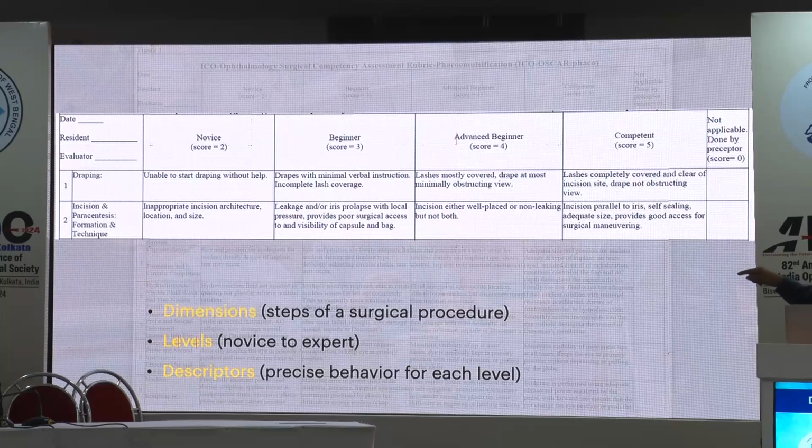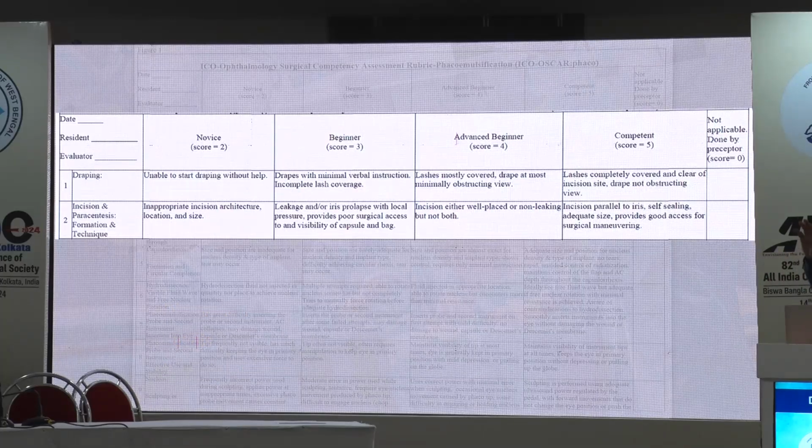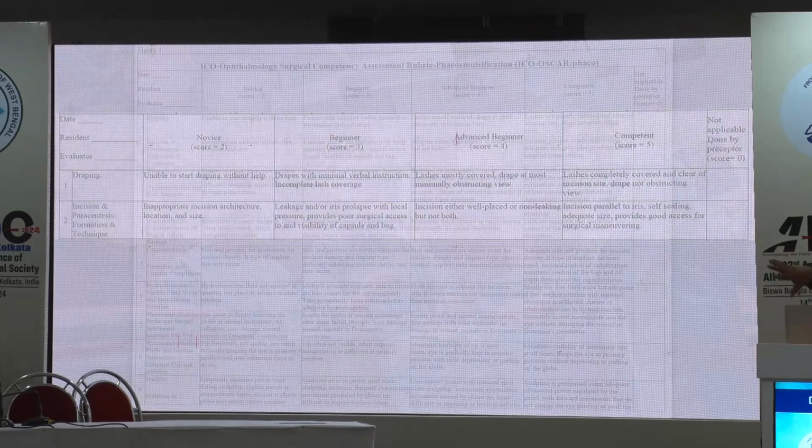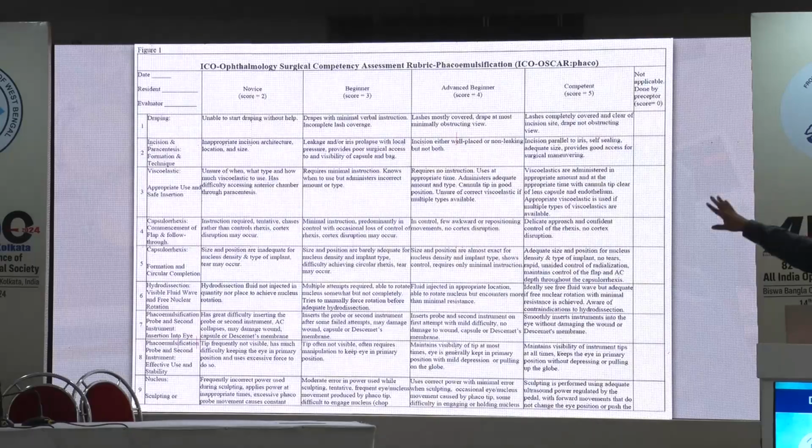So the descriptors. So you've got all 3 parameters, or all 3 tick boxes in this, and if you give this adequate granularity, which is right from the first step of draping right till the end, then you're able to understand and assess the trainee across every step and sub-step in that surgery. So a structured rubric gives you this advantage.